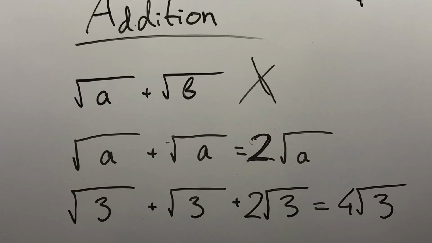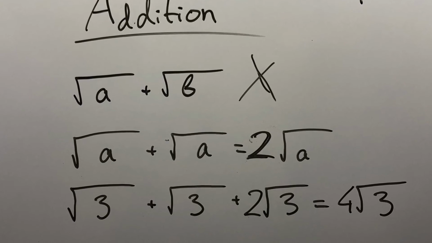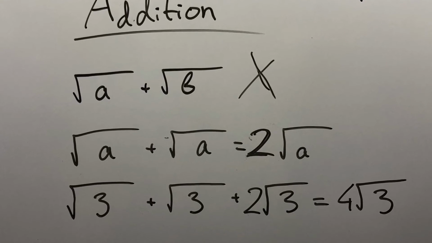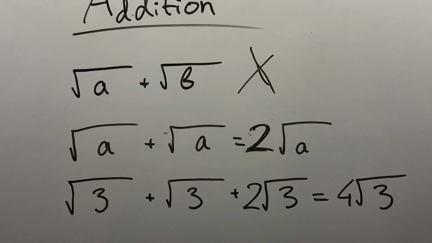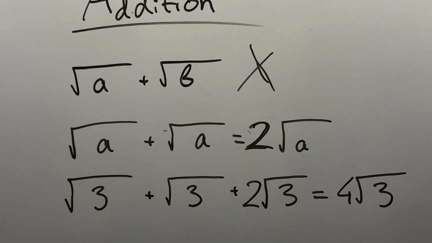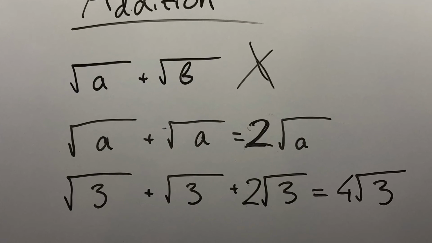Square root of 3 plus square root of 3 plus 2 root 3 would be equal to 4 root 3. And this is because there's a 1 in front of the 3, which adds up with the 2 to become the 4 at the end. And a similar process is for the subtraction of surds as well.